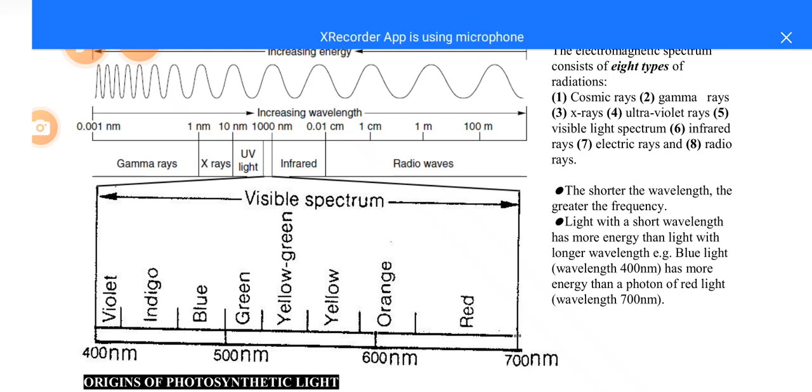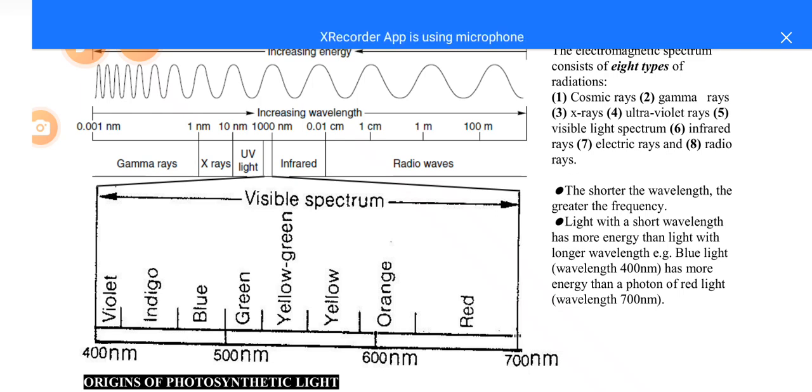So as you can look at that visible spectrum, we have the violet, indigo, blue, green, yellow, orange, and then red. That spectrum runs from 400 nanometers to 700 nanometers.